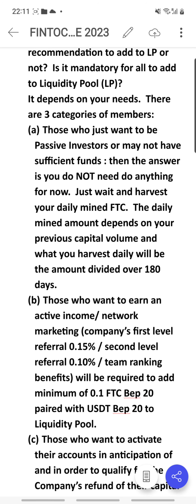Okay, so B, those who want to earn an active income or network marketing, the company's first level referral 0.15%, second level referral 0.10%, or team ranking benefits will be required to add minimum of 0.1 FTC BEP20 paired with USDT BEP20 to the liquidity pool.